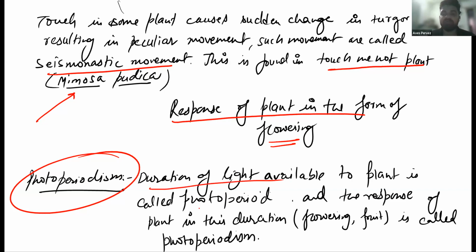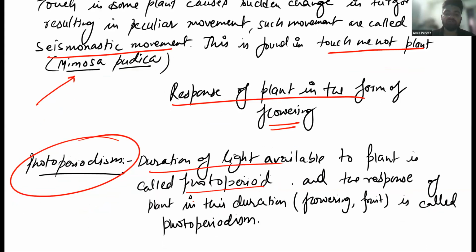Duration of light available to the plant is called photoperiod, and the response of the plant in this duration is called photoperiodism. For example, some plants can easily flower when a short duration of light is given, less than 6 hours. But some plants require a large duration of light, like 10 to 14 hours. They are long day plants and require much light for flowering. Some plants are short day plants, some are long day plants.